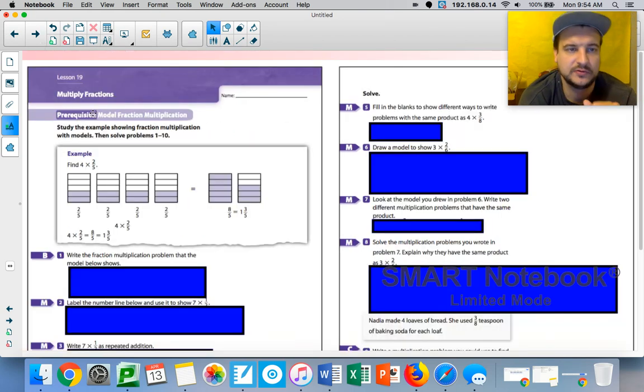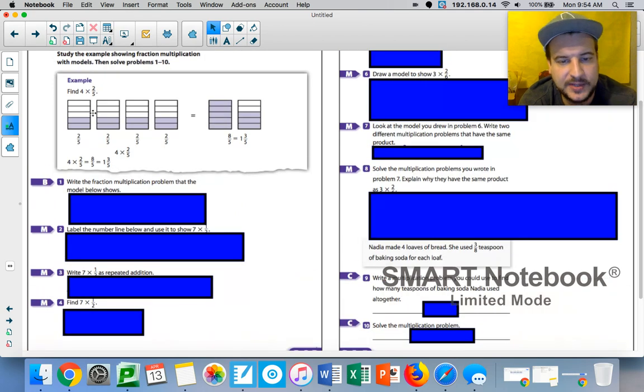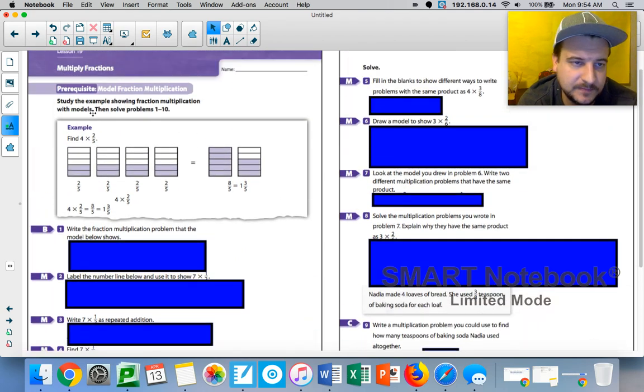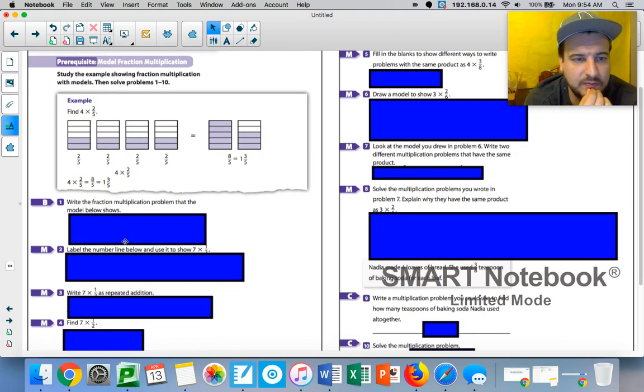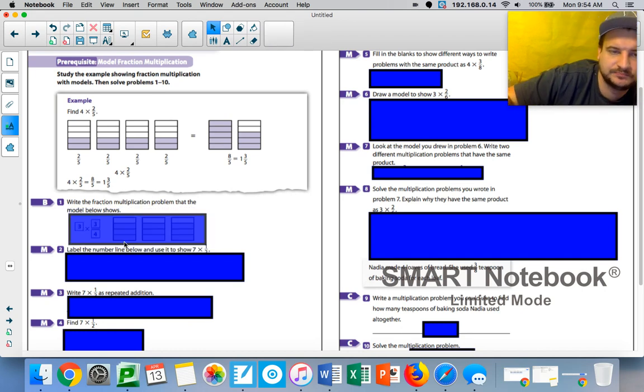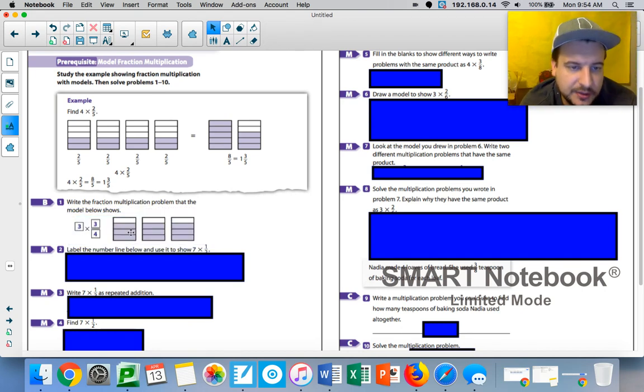Okay, moving right along. We are now on page 203, 204. Okay, so moving into this, write a fraction. Write the fraction multiplication problem that is modeled below. So we have 3 groups of 3/4. So 3 times 3/4, which would equal 9/4.